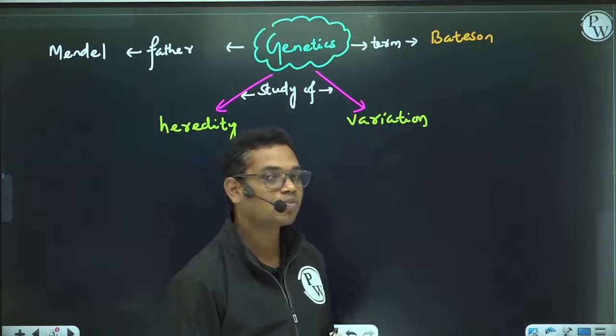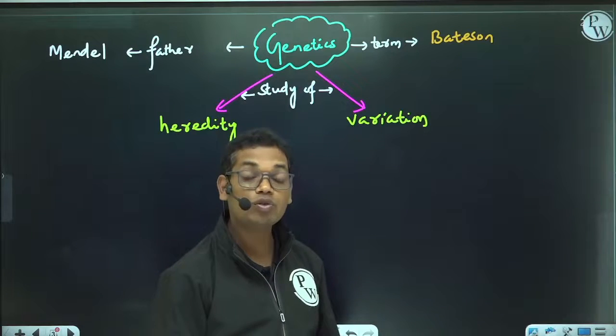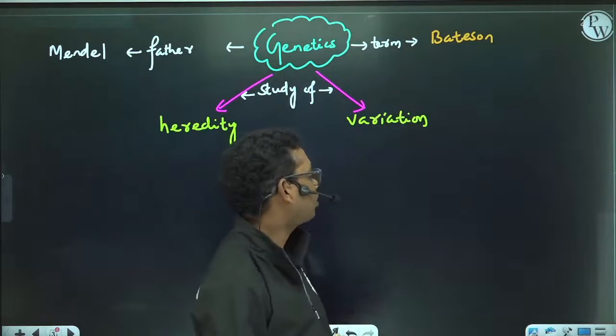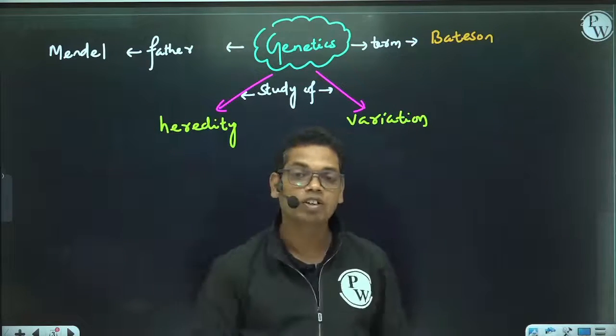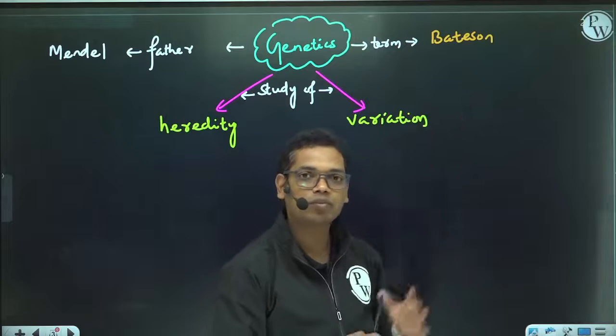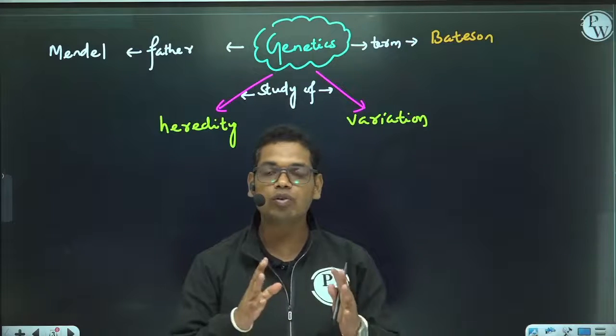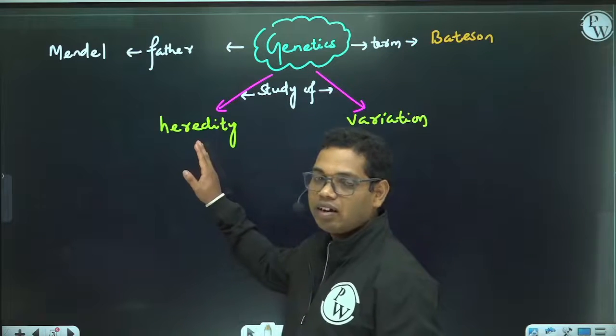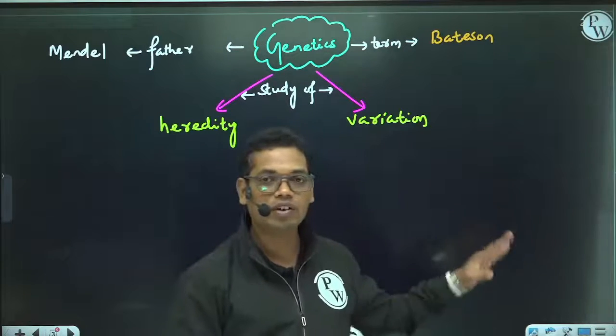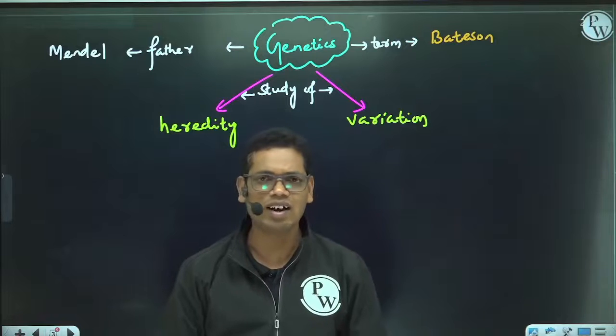The second thing you have to remember is, who was the person to coin the term genetics? It was Bateson. Father of genetics, Mendel. The term genetics was given by Bateson, and genetics includes two different things. The first is heredity, the second is variation. So what are heredity and variation?